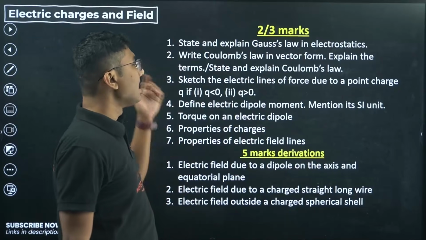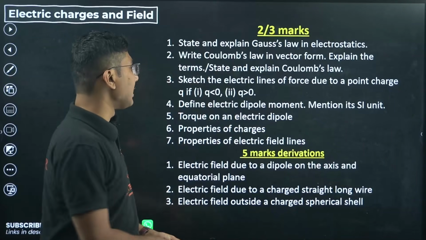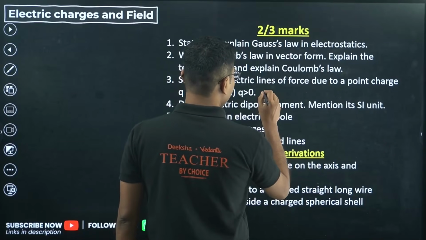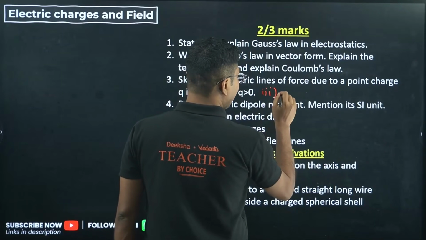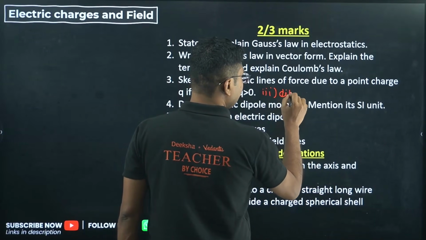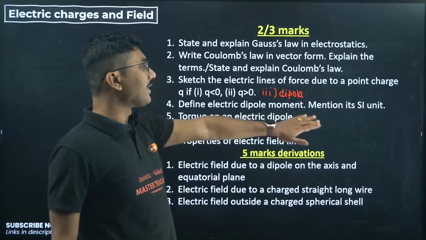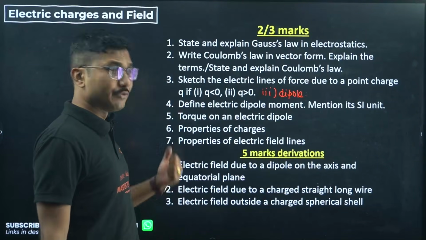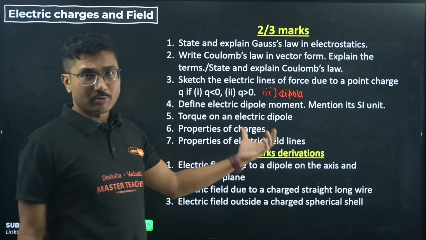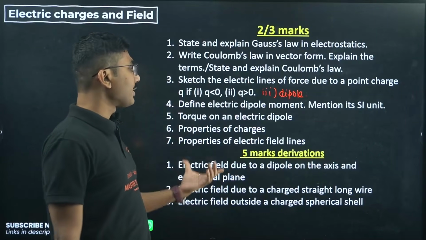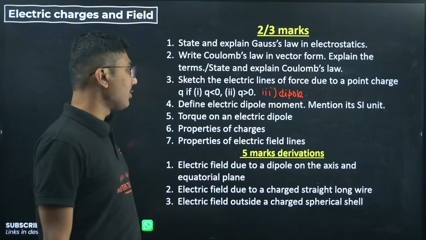Both are possible. Now, sketch of electric field lines due to positive and negative charges, and you should add a dipole over here. So you should practice these sketches. They are common. Next, define electric dipole moment, mention its SI unit, torque acting on a dipole, the derivation, properties of charges, properties of electric field lines. These are all important derivations.